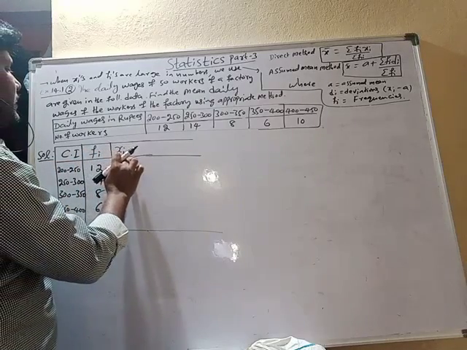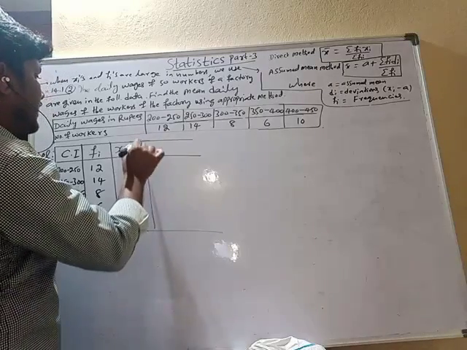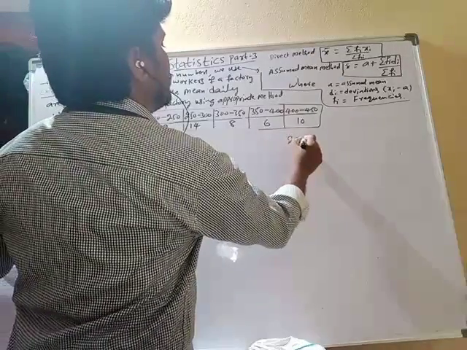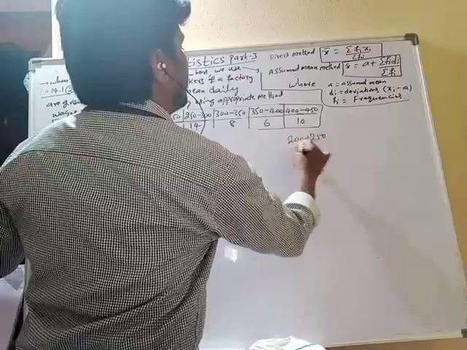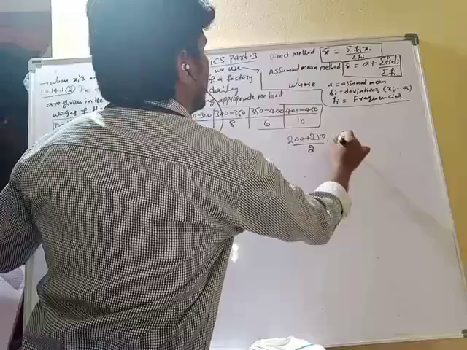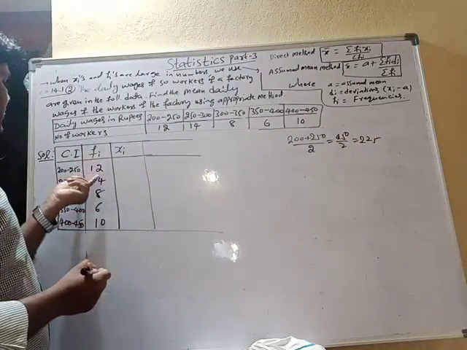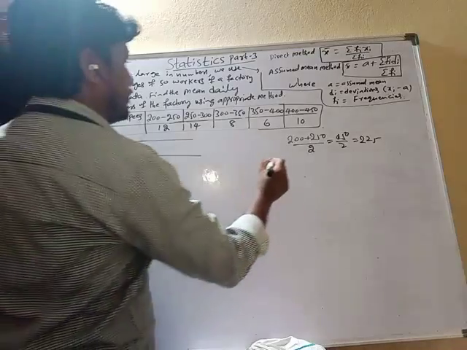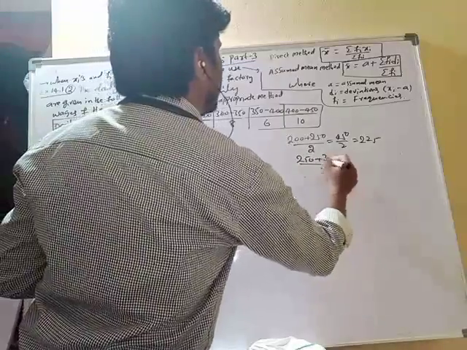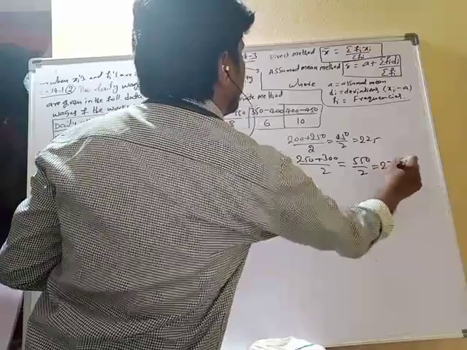Then we want to calculate xi. How to calculate xi? xi is nothing but the mid values of the class intervals. The first class interval is 200 plus 250 by 2, that is 450 by 2, and we get 225. Okay, second class interval similarly, 250 plus 300 by 2. What do you get? 550 by 2, that is 275.